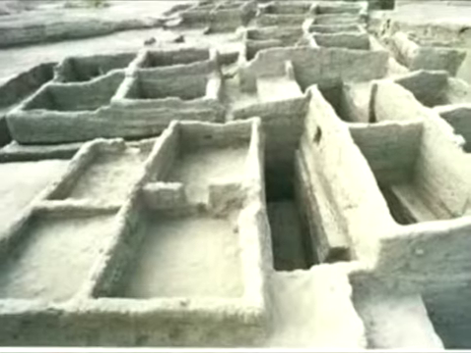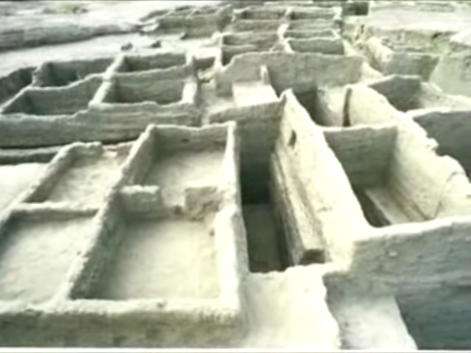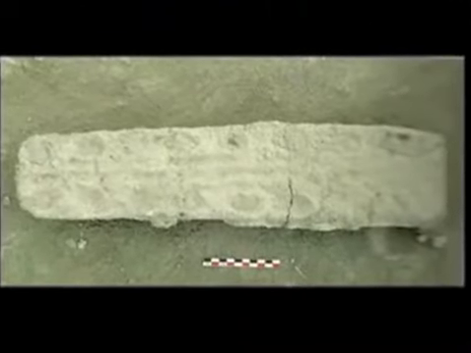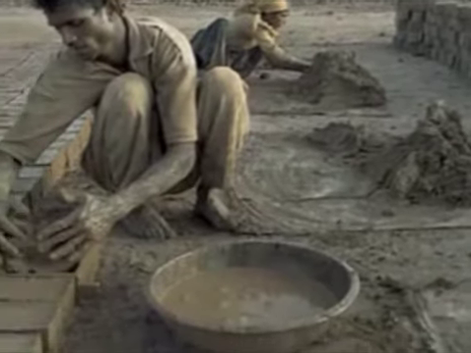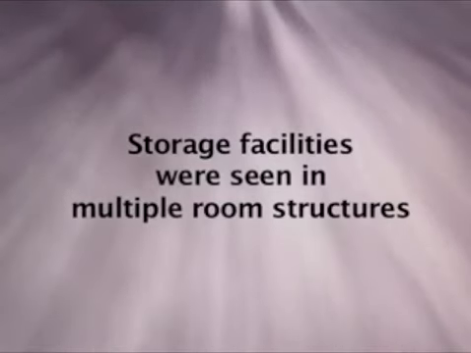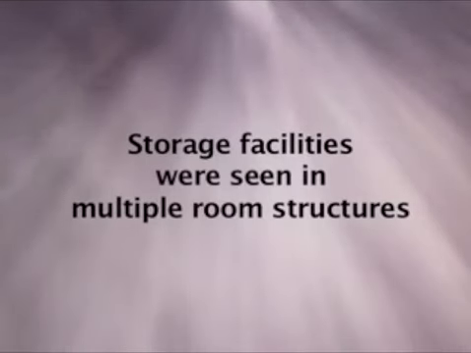We find that there was a construction of houses whose walls were made of 2 centimeter thick clay mortar, and they were very, very solid constructions. And the houses were generally made of 2 rows of hand molded bricks. They were two-roomed, six-roomed, and multiple-room structures. Storage facilities were seen in multiple-roomed structures which had 6 rooms.